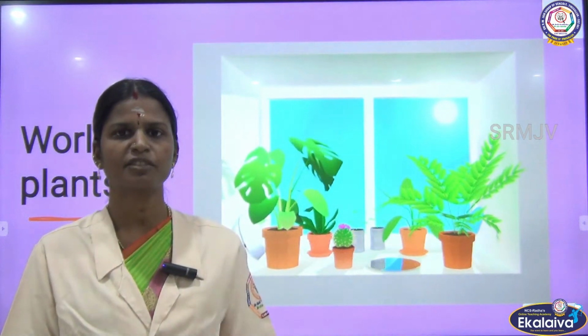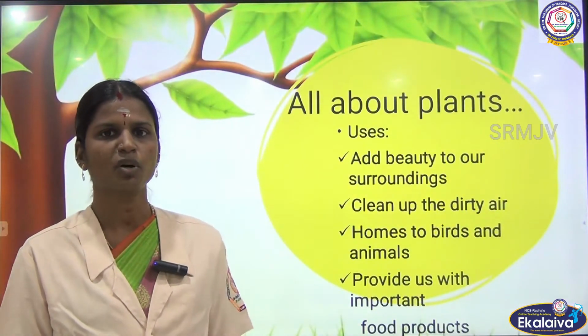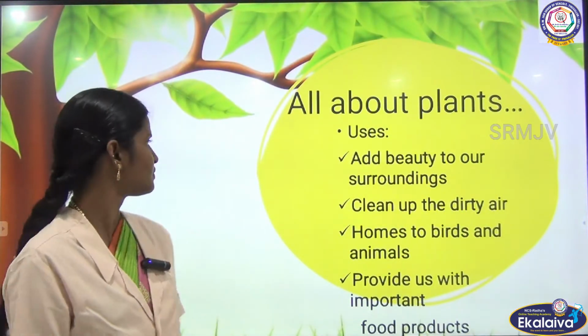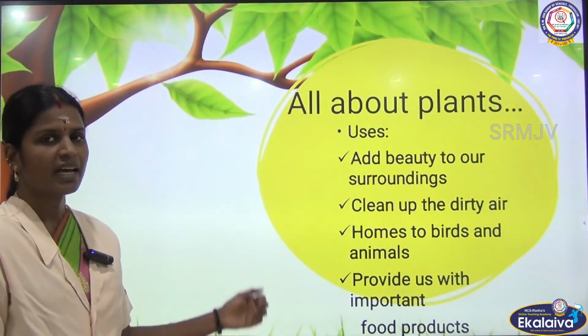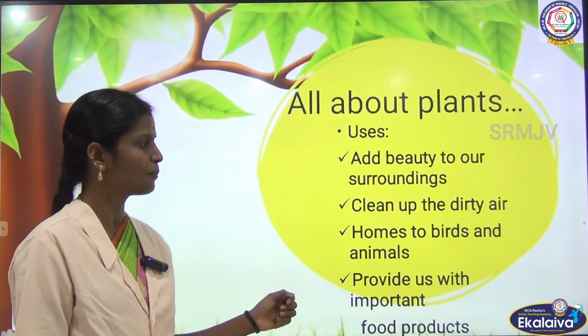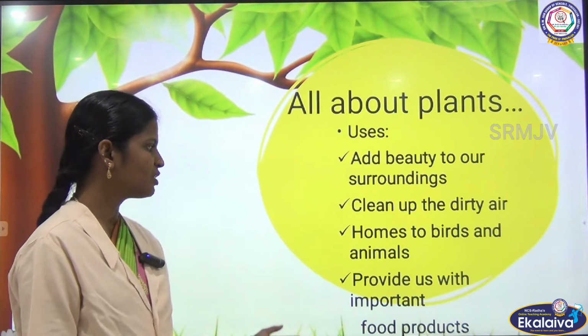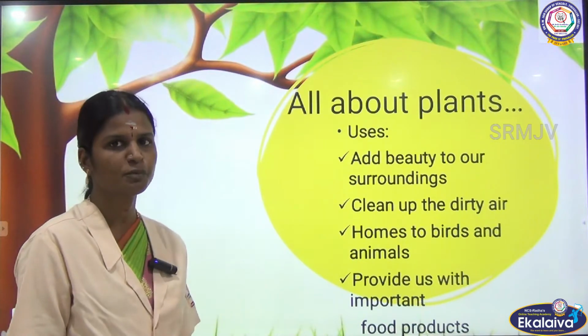In this lesson, we are going to see about the different parts of plants, about the entire system in plants. First, let us see about some uses of plants. Plants add beauty to our surroundings. Plants clean up the dirty air. Plants are homes to many birds and animals. Plants provide us with important food products.